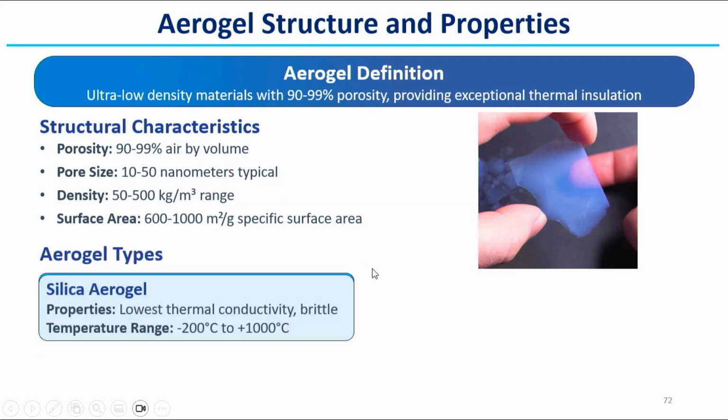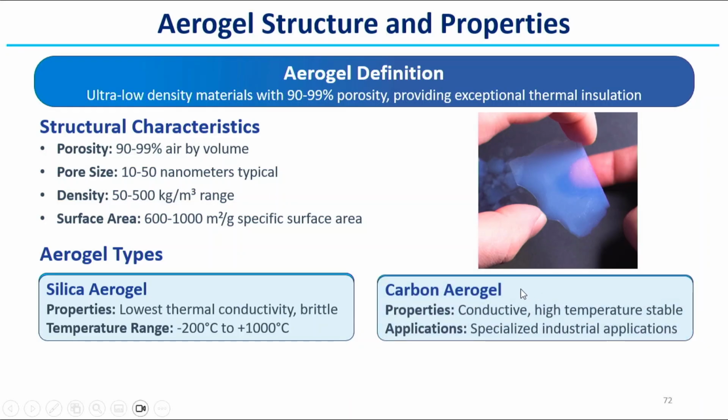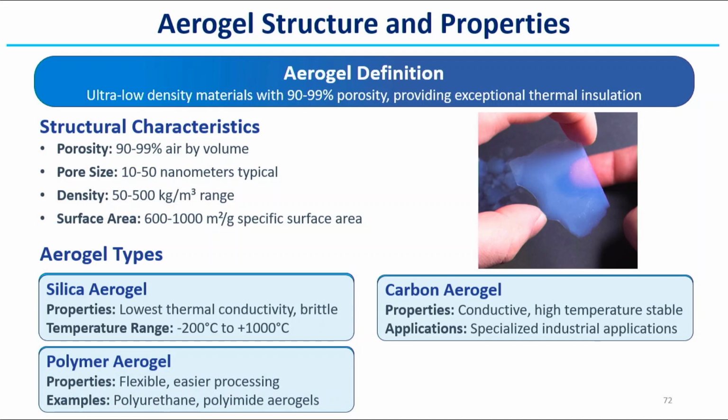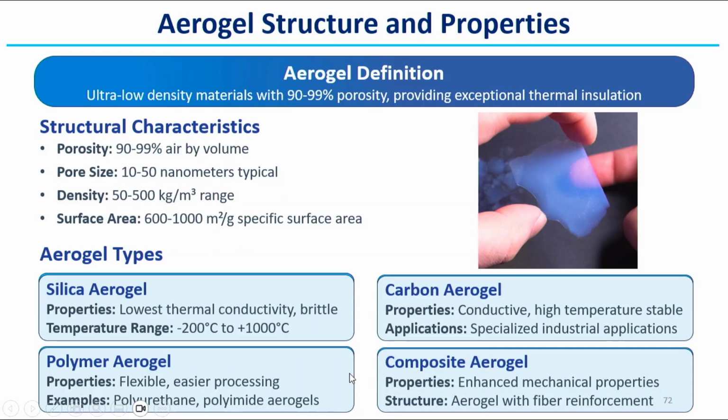The types of aerogel: one is silica aerogel, which has the lowest thermal conductivity, but it is brittle. And carbon aerogel, which is conductive and high temperature stable. So, this is used for specialized industrial application. Polymer aerogel is flexible and easier to process, so that polymer aerogel is used for flexible application. And composite aerogel.